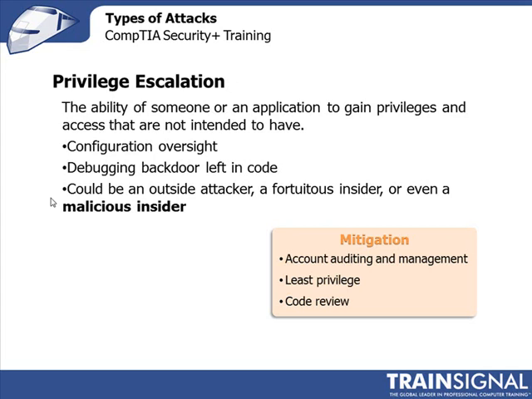Maybe they want the access to the payroll information for other employees, or they want to find and sell company secrets to the competition. How do we find or prevent privilege escalation? Well, for the configuration oversight, we use account auditing to review who has access to what, and we use the principle of least privilege when creating and managing accounts. That's only give a user access to what they need to do their job, no more.